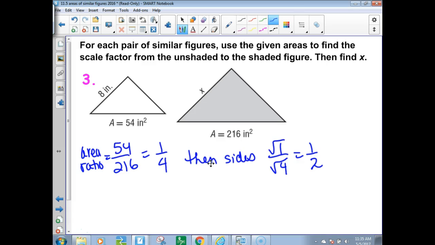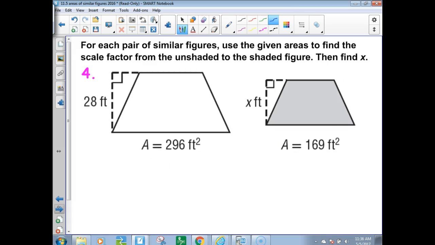You then use that to find the x value. So we're going to use 1 is to 2 as 8 is to x. And that's because we went smaller to larger. Cross products give you x equals 16, and that would be in inches. Same idea on number 4.